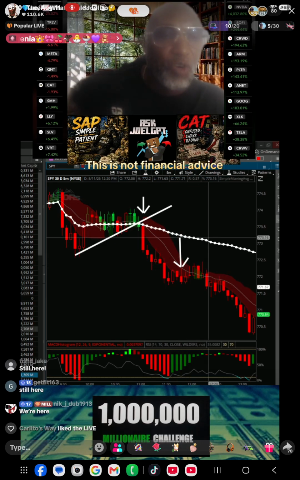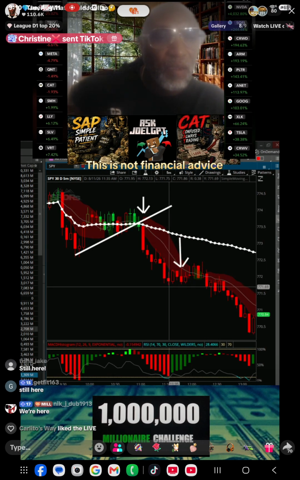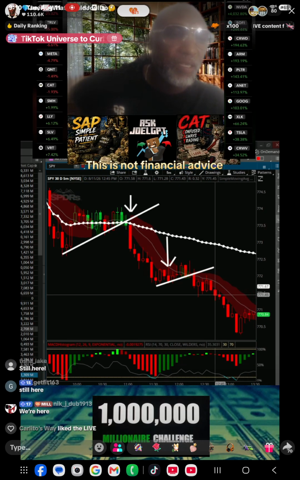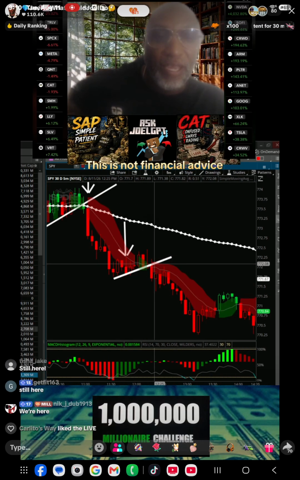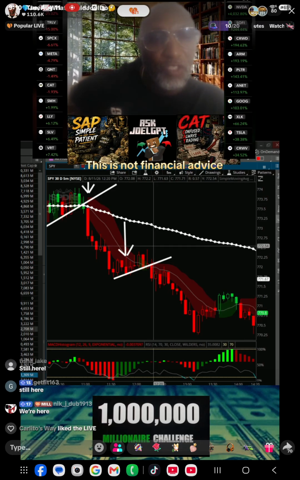Look at what we started doing. We started to go right back up. But check this out. We broke that trend. And then guess what we did, guys? This is the first candle. This is the first candle that broke the trend.